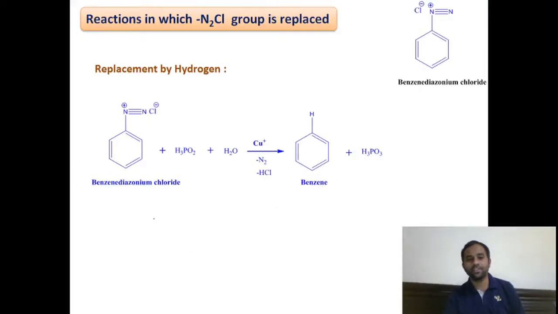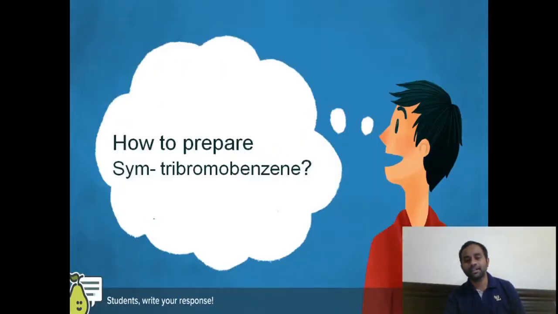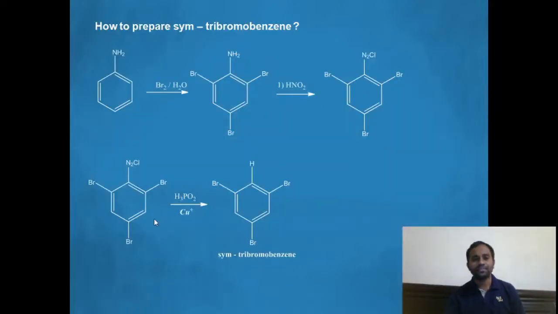Using this previous reaction, that is the replacement of N2Cl by the hydrogen, we can apply this reaction in preparing the symmetrical tribromobenzene, which we see in the coming slide. You see here how to prepare the symmetrical tribromobenzene.